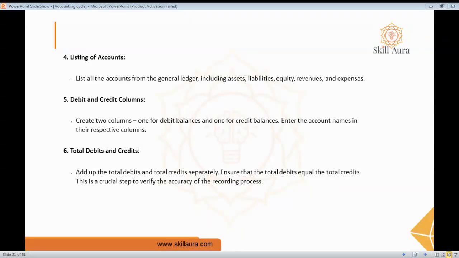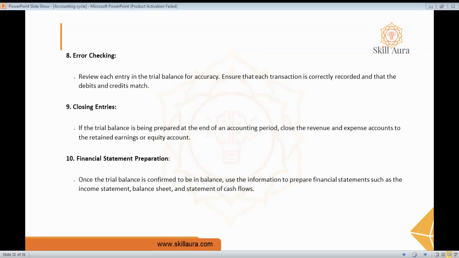In simple terms, like cash account, sales account, purchase account, bank account, etc. Debit and credit column. Here, as I told, one side will be a debit balance and the other side will be the credit balance. Enter the amounts in the respective column and balance it. The total debit and credit are added separately, which ensures that the total debit equals the total credit. This is a crucial step to verify the accuracy of the reporting process.